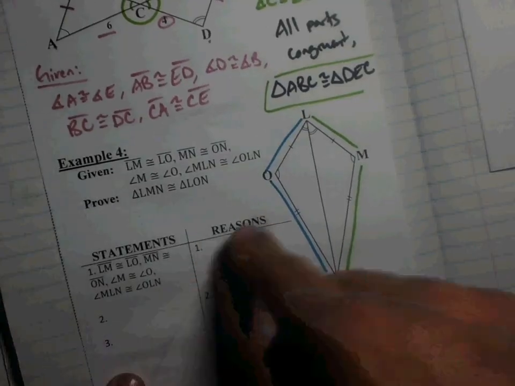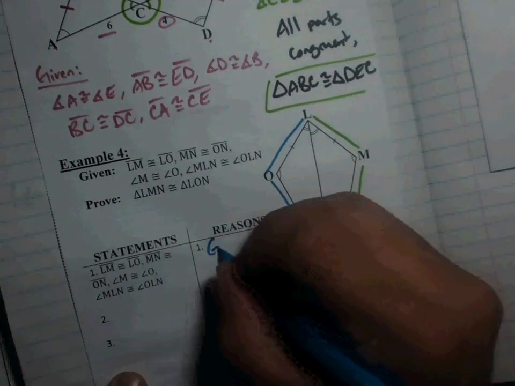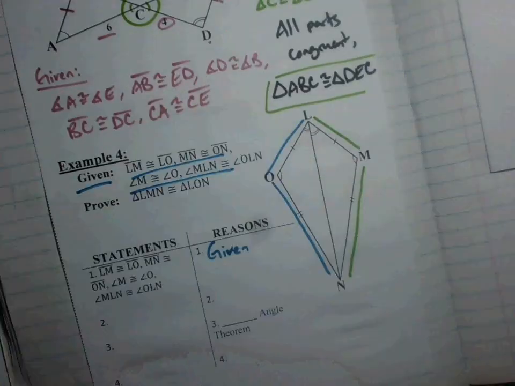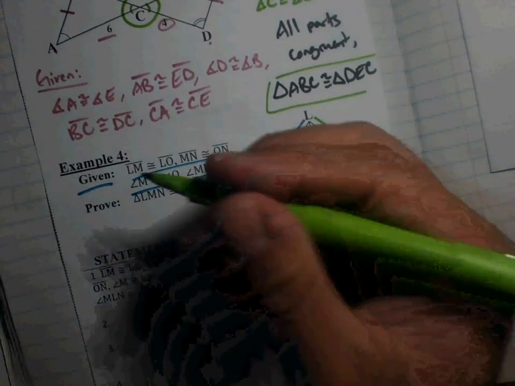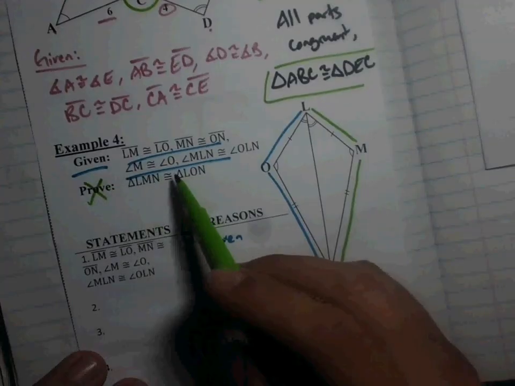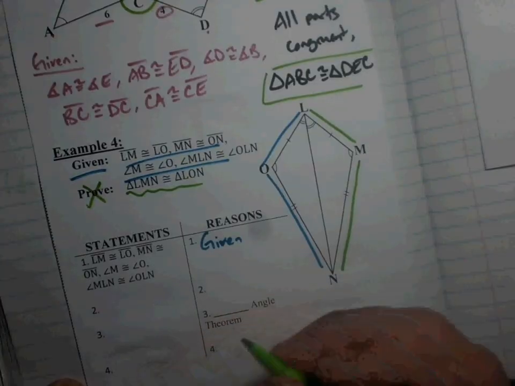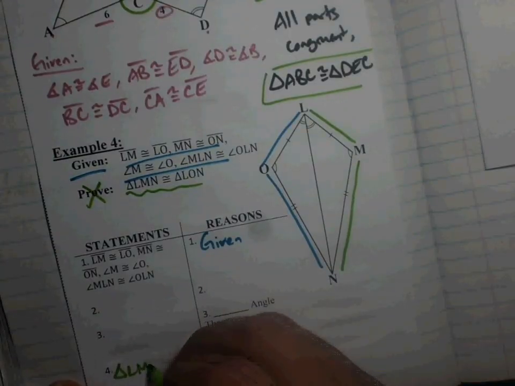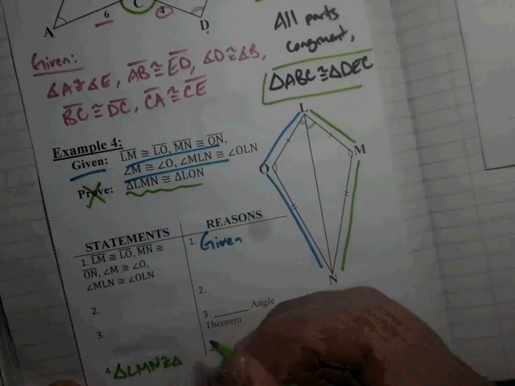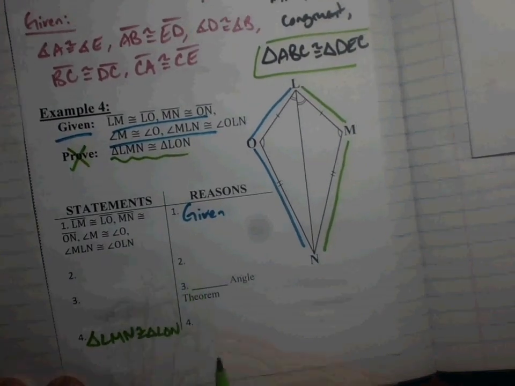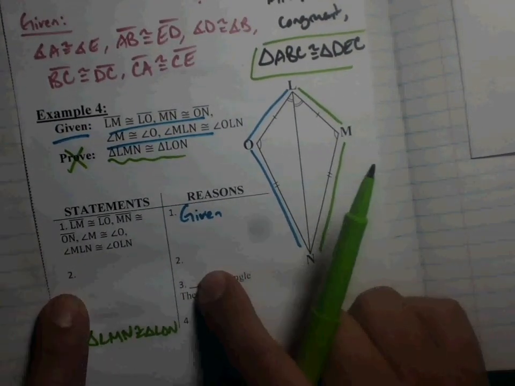Again, the very first reason, the very first thing you're always supposed to write is the word given. And remember, the very last thing we can write is not the word prove. Again, you never write the word prove. But our very last statement is always going to be whatever we're trying to prove. So we are trying to get to the fact that triangle LMN is congruent to triangle LON. All right. So I have to fill in some stuff in between. Luckily, there's only two steps between.